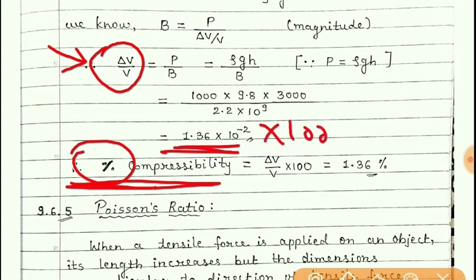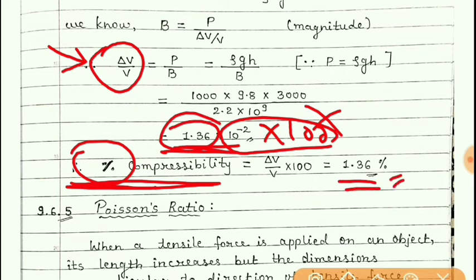So if we multiply this by 100, then this will cancel. So what is remained? 1.36%. So you can see this 1.36% is a very small compressibility, and so we can say that water, which is a liquid, is the least compressible.